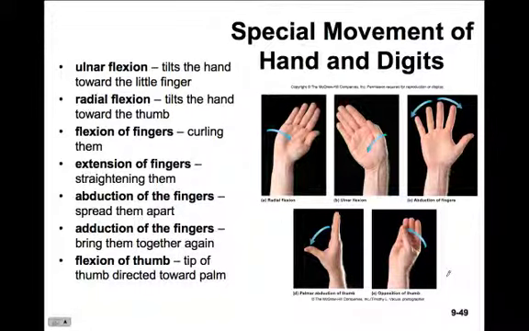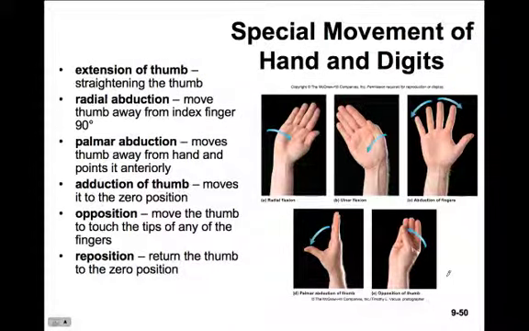So we can have flexion of the thumb, where the tip of the thumb is directed towards the palm. And we can have extension of the thumb, where we straighten it. We can have radial abduction, where we move the thumb away from the index finger. And we can have palmar abduction, which is moving the thumb away from the hand and pointing it anteriorly. We can have adduction of the thumb, moving it back to zero position.